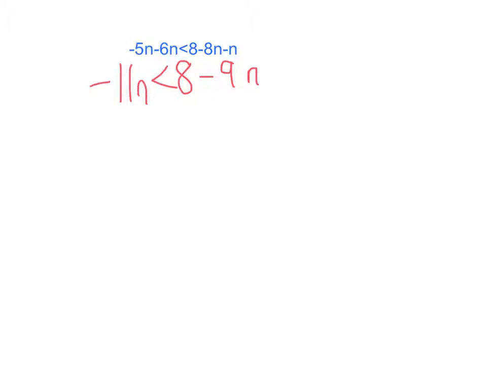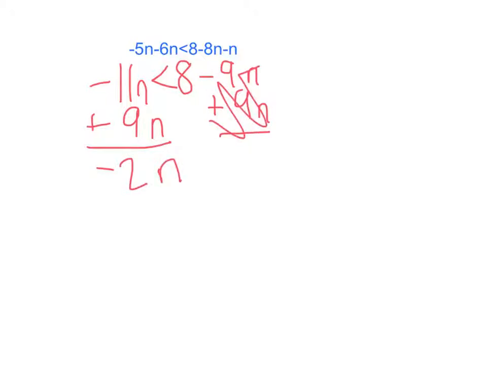So next you would add 9n to both sides. And this would give you negative 2n, and this would cross each other out. So negative 2n is less than 8. And you divide each side by negative 2. 8 divided by negative 2 would give you negative 4. So it's n is less than negative 4.